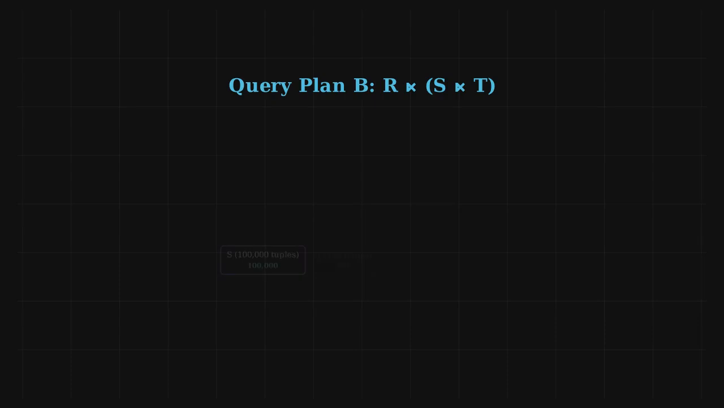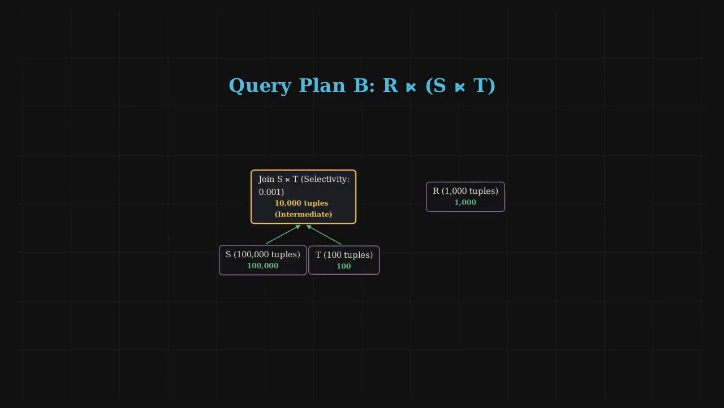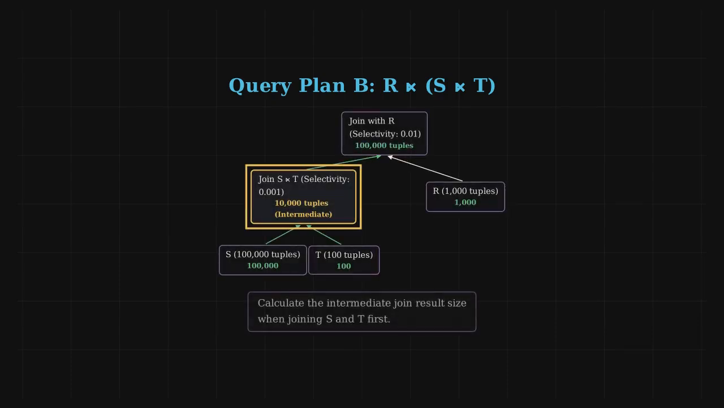Now consider Plan B, where we join S and T first, then join the result with R. The intermediate size of S join T is only 10,000 tuples. Joining this smaller set with R still produces the same final 100,000 tuples, but with a fraction of the computing effort.